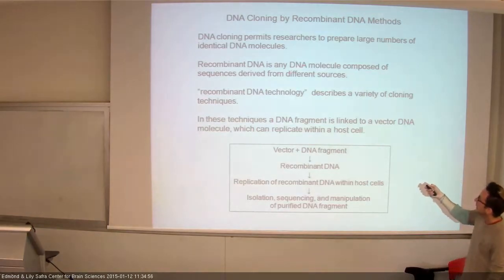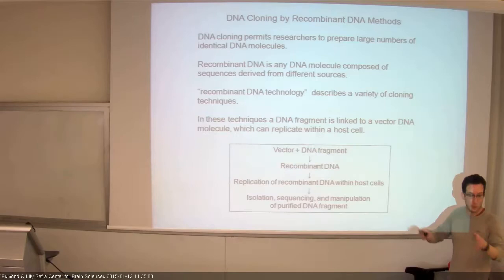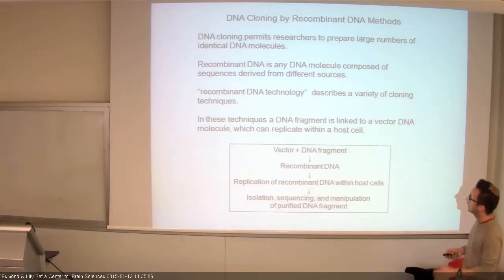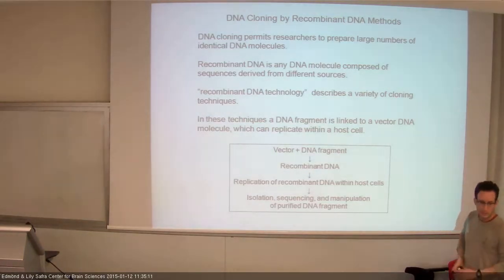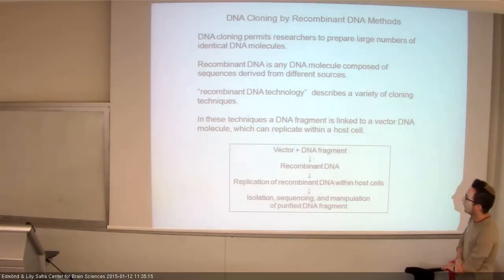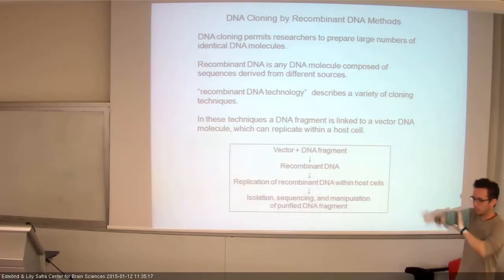Recombinant DNA is any DNA molecule composed of sequences derived from different biological sources, different organisms. One can come from a virus and the other from a mouse, and you have recombinant DNA. Recombinant DNA technology describes a variety of cloning techniques, and over the years lots and lots of these techniques were developed. We will only talk about what these techniques have in common.